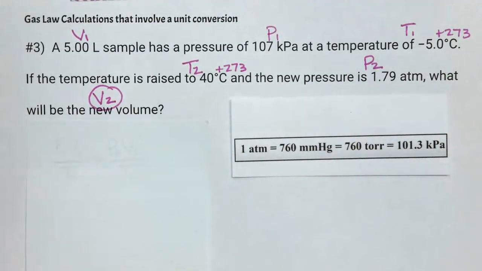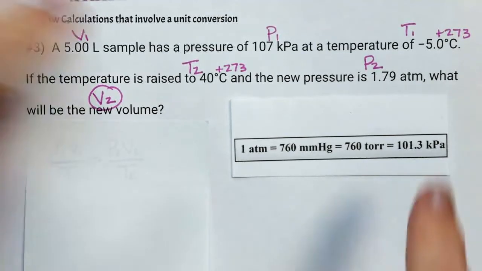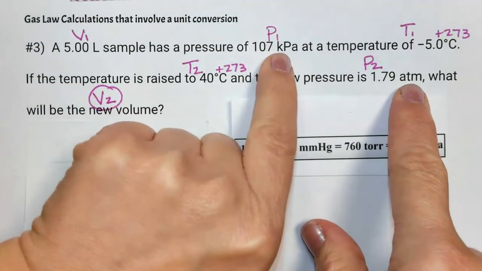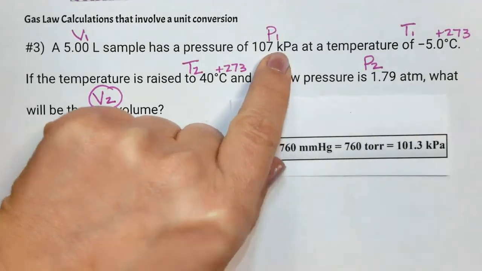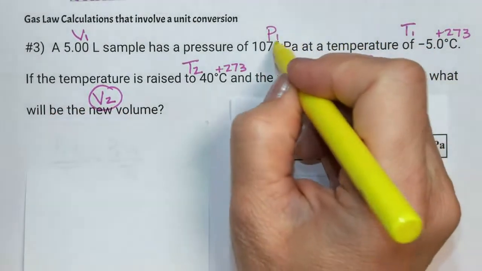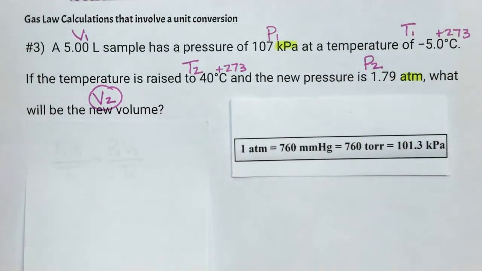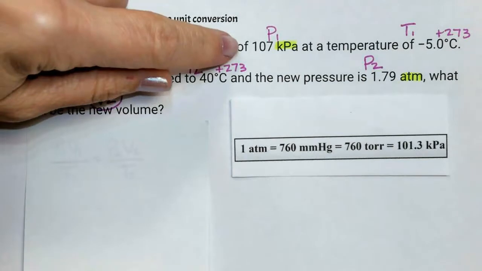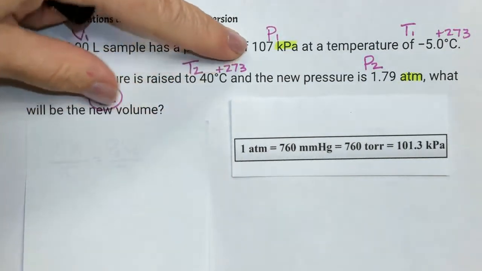What is V2 is what I'm solving for. Now what makes this an issue is that my pressure units don't match. One is in kilopascals, one is in atmospheres, so I'm going to have to change one of them to match the other one. It really doesn't matter which one, take your pick. I'm going to go ahead and just take the kilopascals and change them to atmospheres.